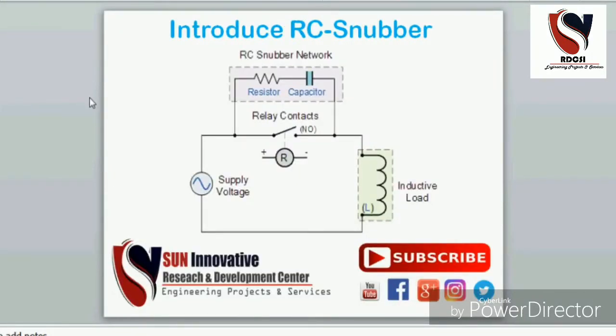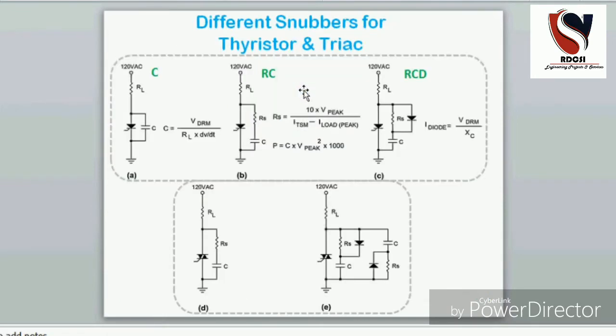Now this is the introduction of the RC snubber, and this is the circuit diagram. You can see the supply voltage is connected with the inductive load through the switch, and as a switch I have shown the relay contact, and the RC network is connected in parallel with the switch. Now how to design the value of R and C is shown in this presentation.